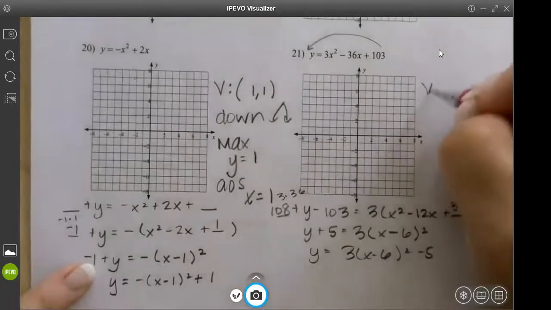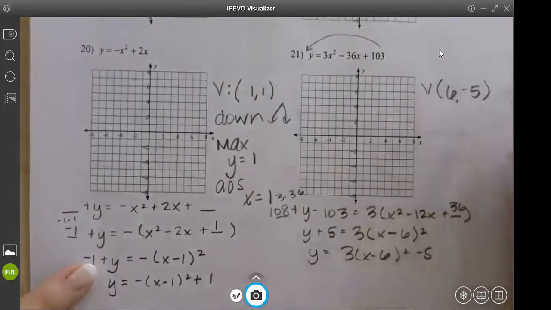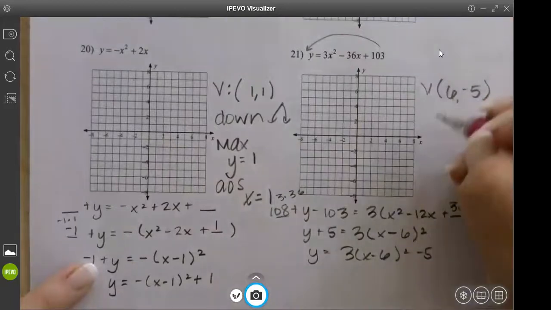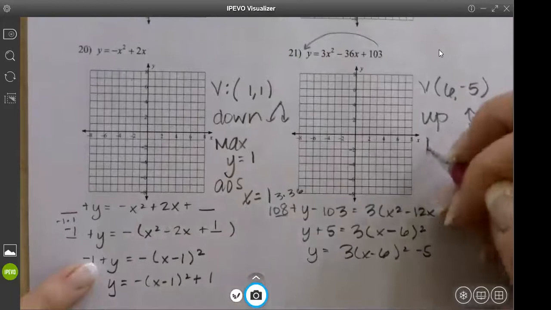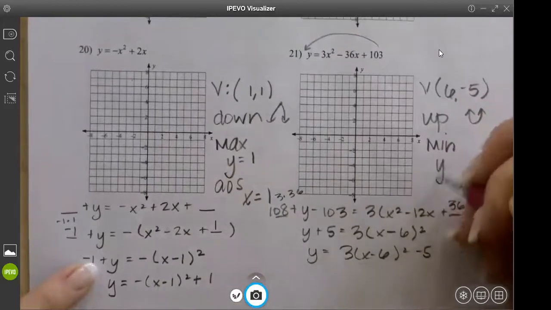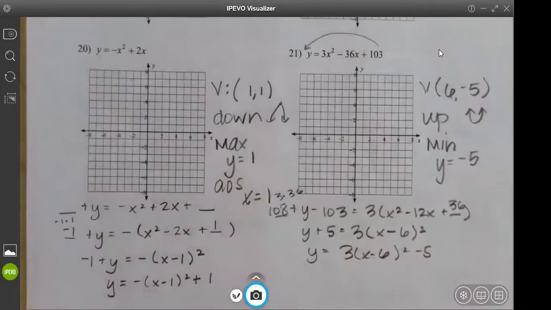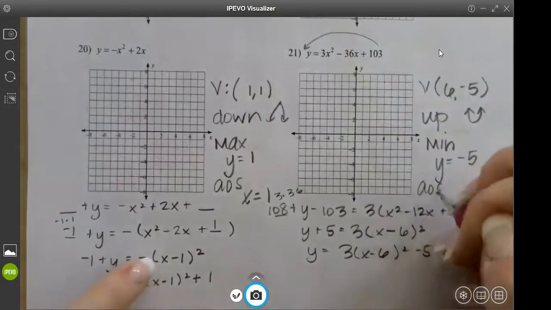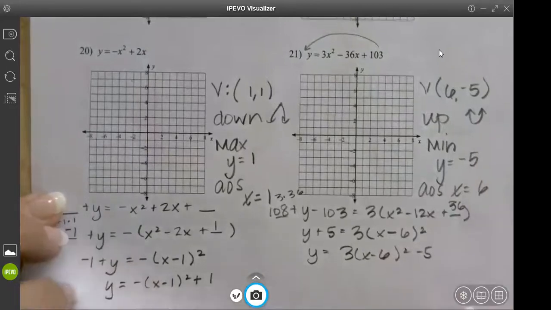What is your vertex? 6, -5. Which way does it open? So on this one, it has a minimum. Still the same thing. Your minimum value is at your y, which is -5. Your axis of symmetry is still at your x, which is 6. Any questions? All right, flip it over.